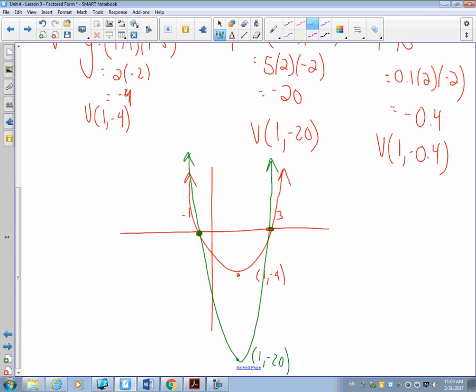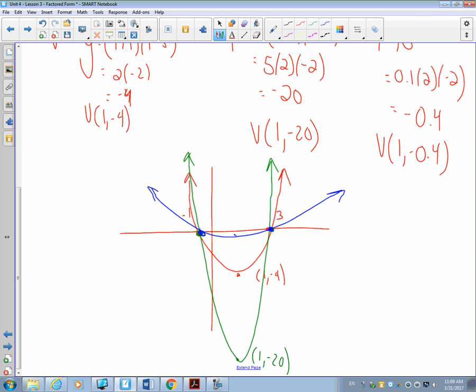Okay. And the third one, same zeros. We change our a value to a fraction, a really small number. Now it's 1 and -0.4. That's right here. And that's that shape. So the a, by putting that number out front, didn't change the zeros, didn't change the axis. It changed the vertex by moving up or down, sort of.